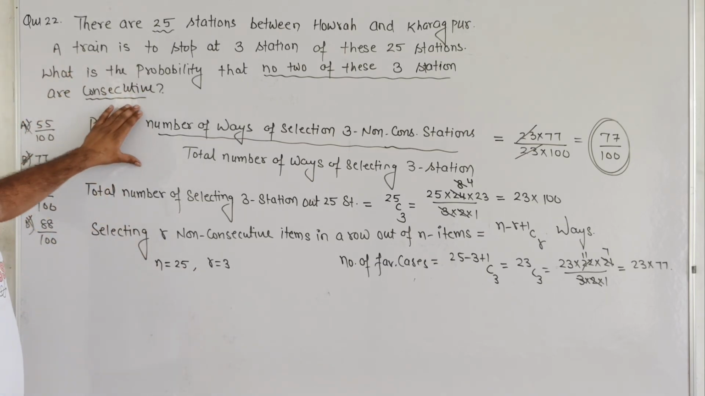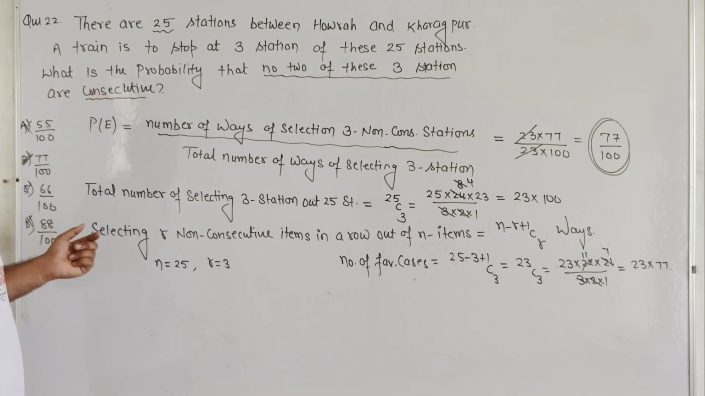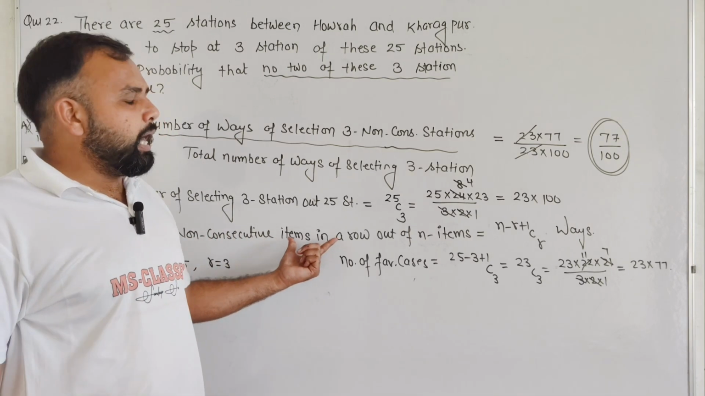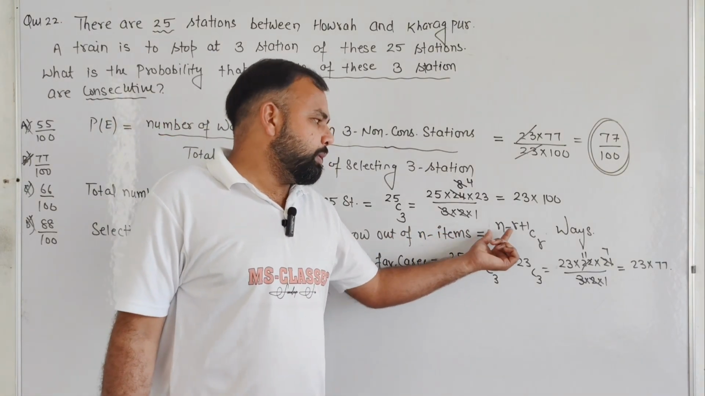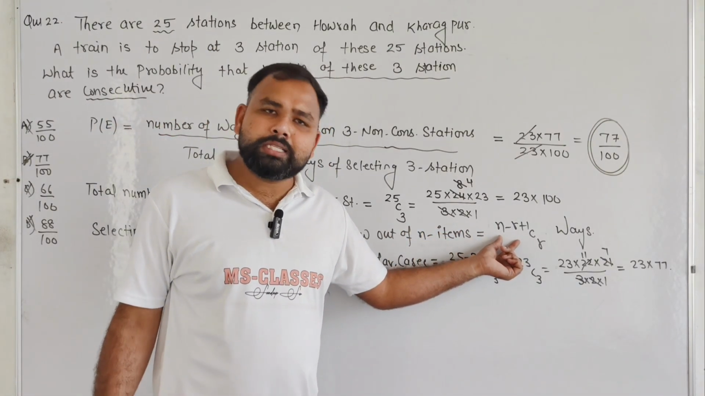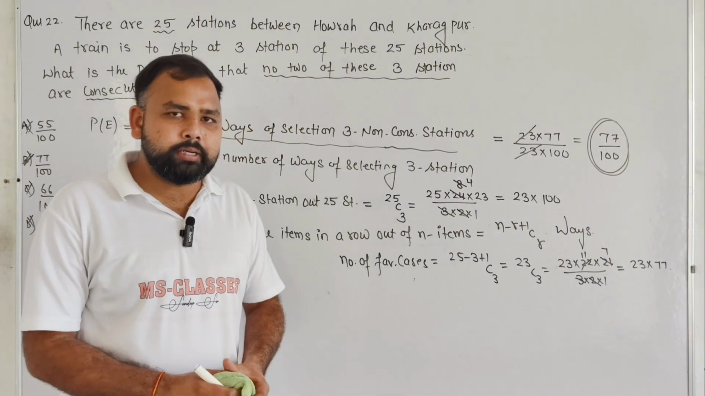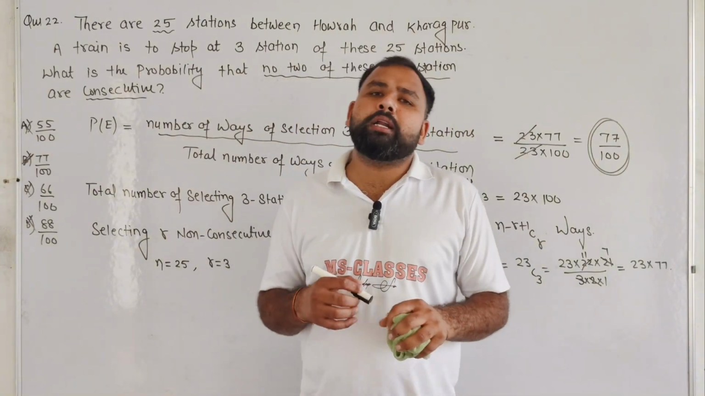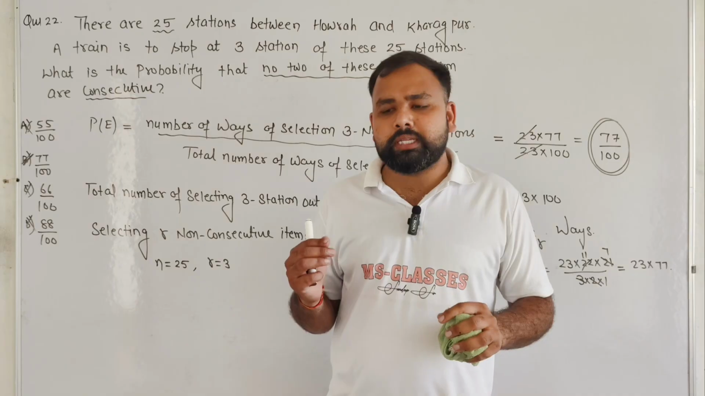And the concept behind this question is this one: selecting r non-consecutive items in a row out of n items is n minus r plus 1 C r ways. Okay, student. So question 22 is completed, and our next question is question number 23.